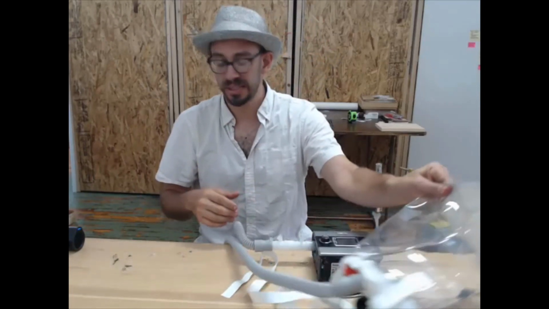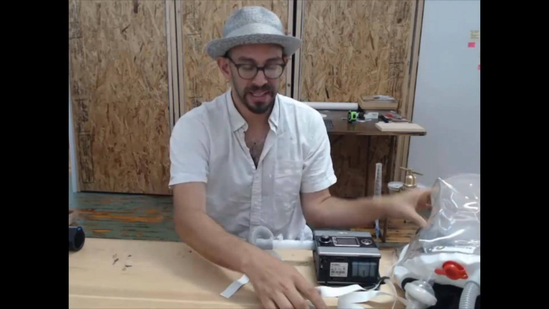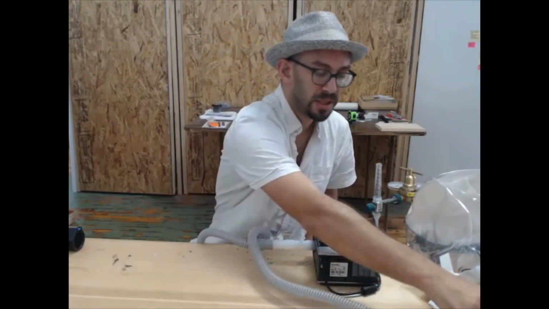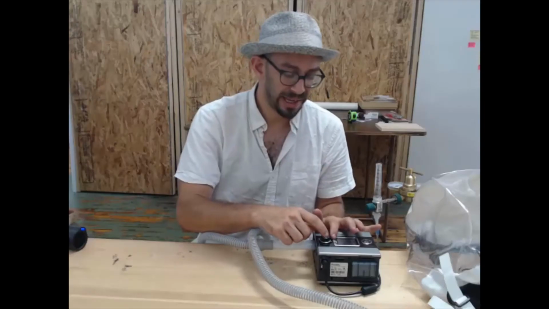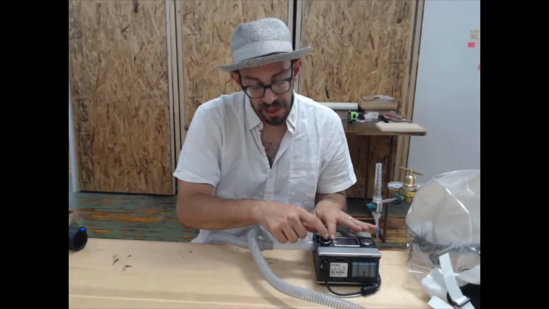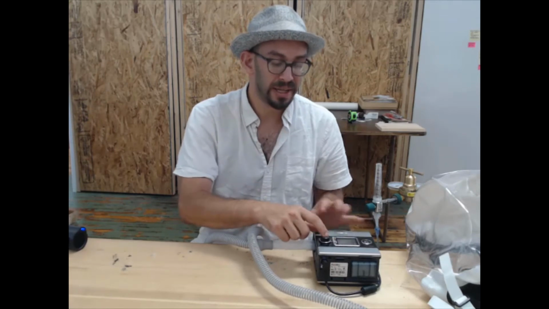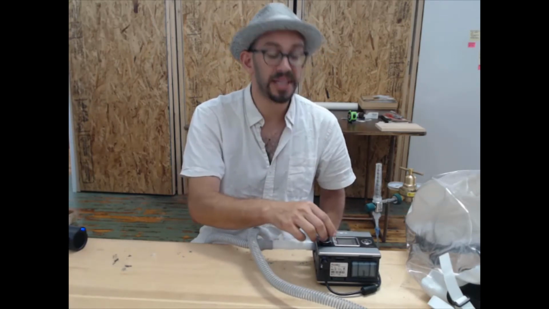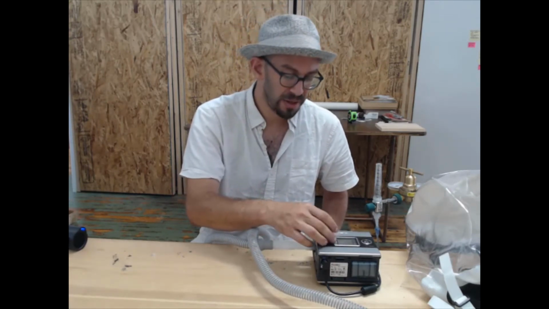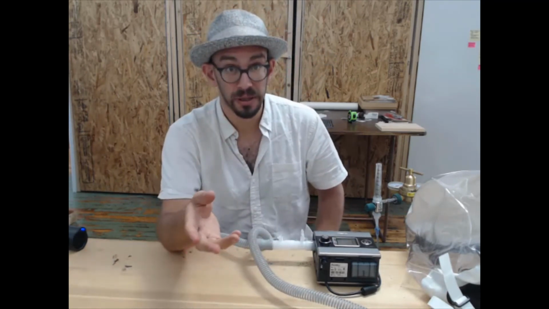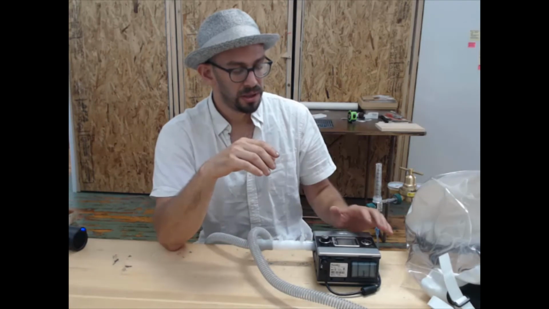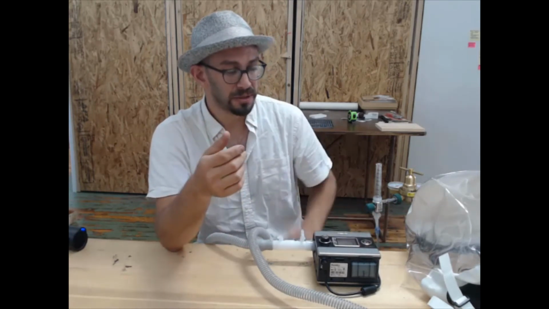In order to set the CPAP, I need to get into the clinical menu. You have a reference guide right here that shows how to get into the clinical menu of your model CPAP. And once you're in the clinical menu, there is a menu option that lets you adjust the pressure. You want to adjust that pressure to 10 centimeters of water pressure. Once you have it adjusted, hit start.